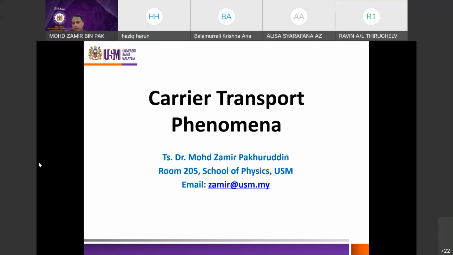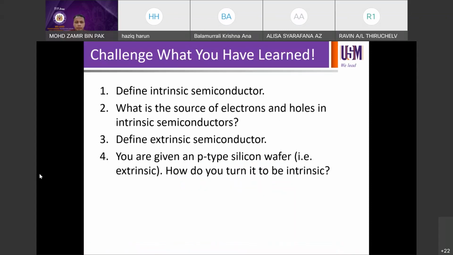in terms of the calculations as well, right? So the next topic that we're going to cover is called carrier transport phenomena, okay? So we're going to look at how the carriers move in semiconductor materials, right? And these types of movement or motion are going to take place in the semiconductor devices as well, eventually, right? So let's just recap what you've learned from the previous topic before we move on so that everyone is on the same page.